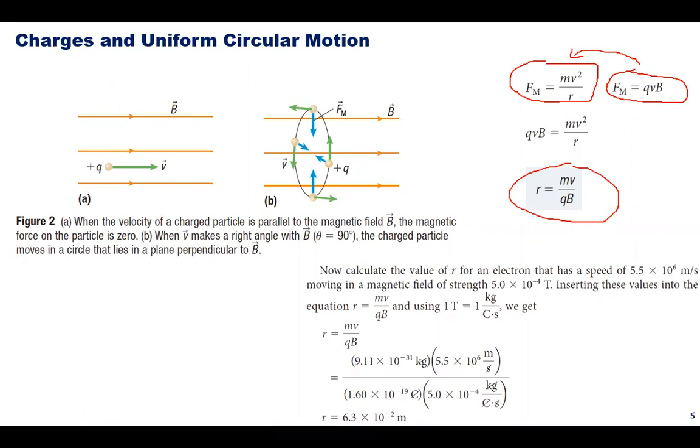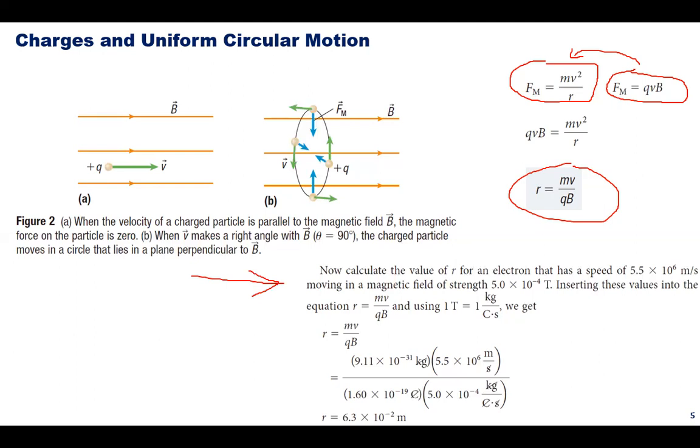Now let's calculate the value of r for an electron. For example, consider this example here. If we have an electron that has a speed of 5.5 times 10 to the power of 6 meters per second, moving in a magnetic field of strength 5 times 10 to the -4 teslas, inserting these values into the equation r equals mv over qB.